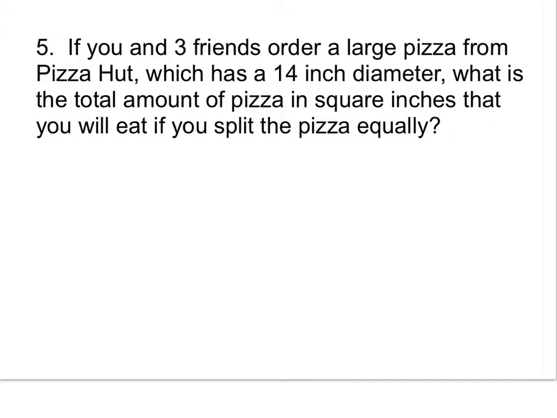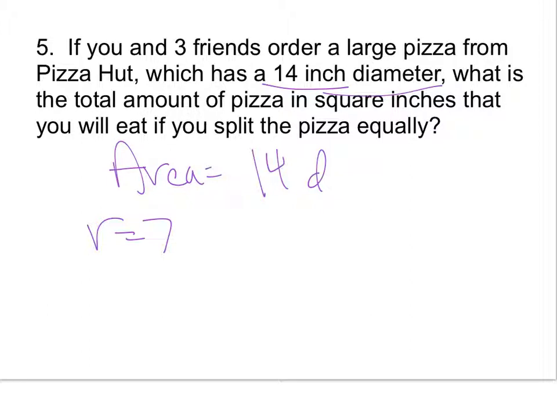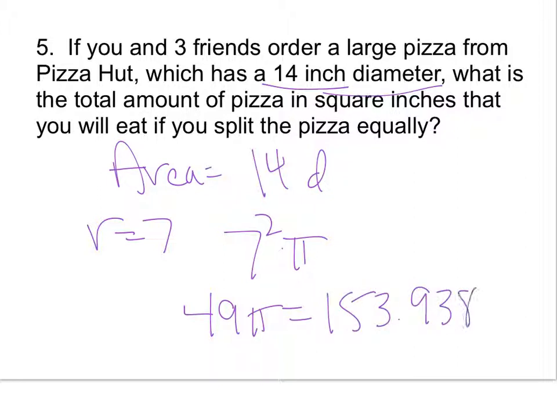So you and 3 friends order a large pizza from Pizza, which has a 14-inch diameter. What is the total amount of pizza in square inches that you will eat if you split it equally? So if I split this thing equally, figure out the area. So that's going to be 14 diameter, so that means radius is going to equal 7. So that's 7 squared times pi. So that's 49 pi equals 153.938. So you and 3 friends are ordering it, so you're going to take this number. So this is going to be inches squared.